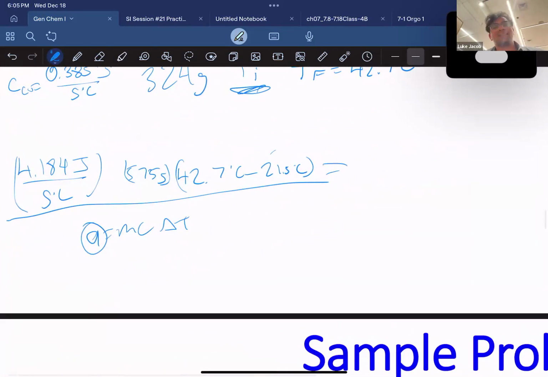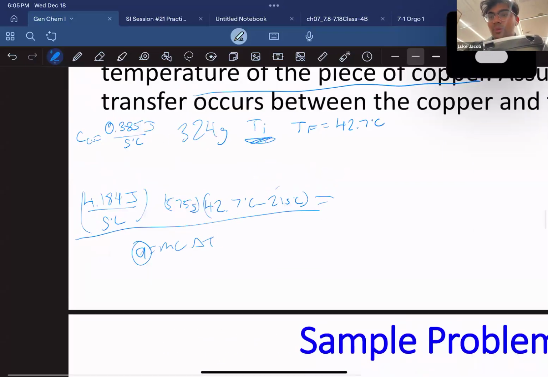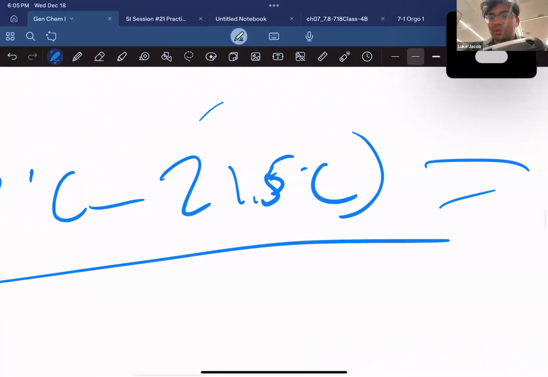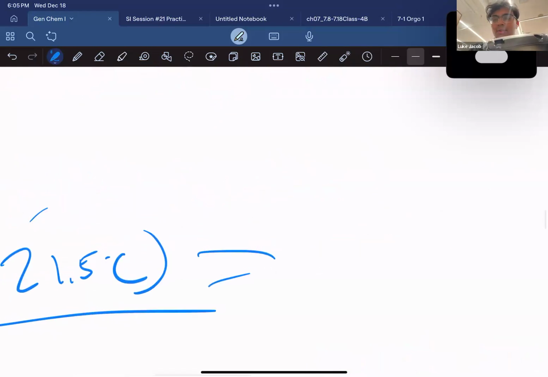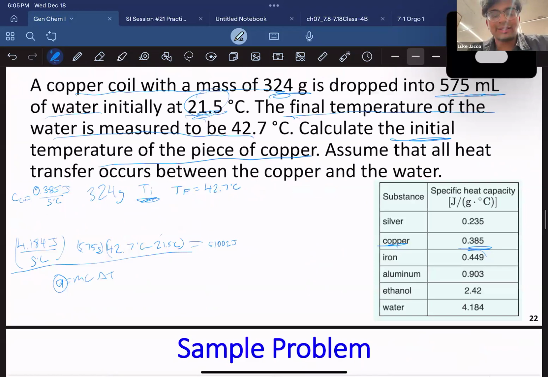So in this case, if we do that, that would be 4.184 times 575 times 42.7 minus 21.3. That's what I said there, or 21.5, I'm sorry. That's why it's important to have good handwriting, because then you'll make mistakes. So here I got 51,002 joules. All right. Is everyone following with me with the steps and whatnot?